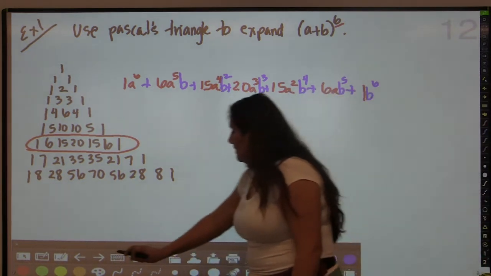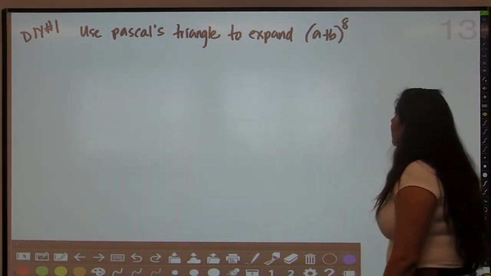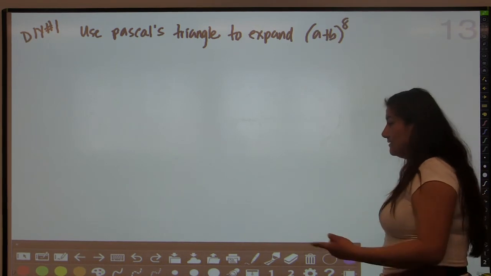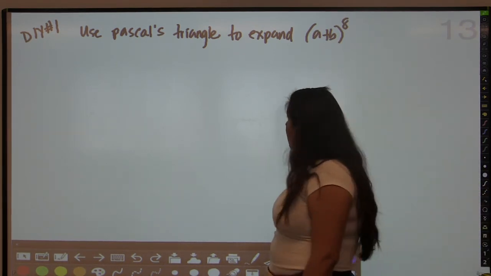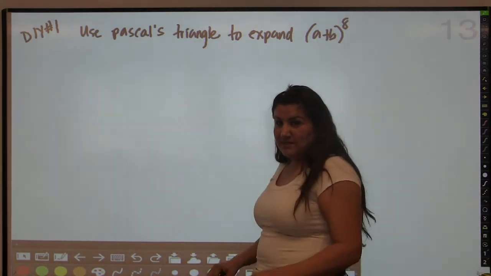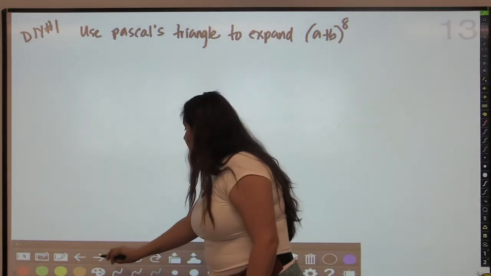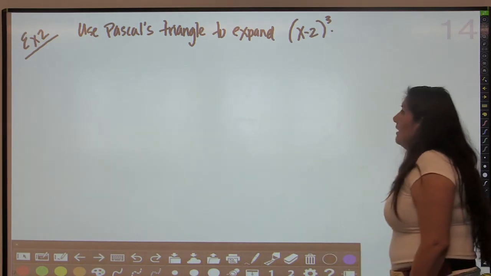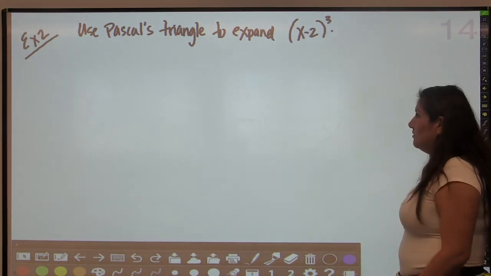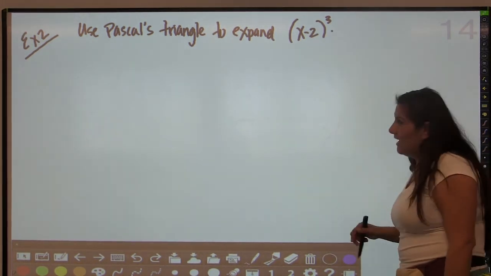So now you will try to do that little guy. It's to the 8th, so it's the last row of your triangle in your book. Make sure you leave a lot of space because 8 is a big number, so you're going to need a lot of room there. Okay, so here's another one. This was a little bit easier because it's only a cubic, yay.